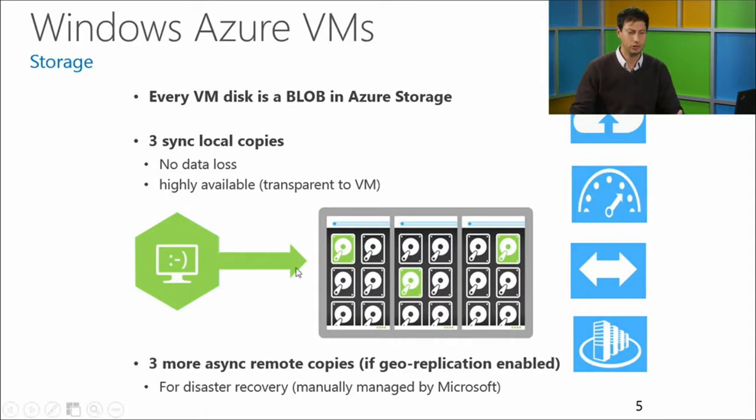This is what is illustrated in the picture that we're seeing here. You have 3 copies of your disk running in Windows Azure storage. In addition, we have 3 more asynchronous copies in a different data center, so that in case one of the data centers goes down, you have a different copy in a different data center where you can continue running as well. Okay. So highly available and supporting disaster recovery as well.